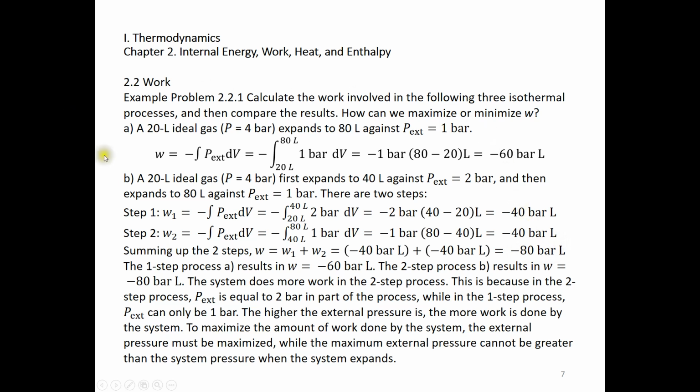So in the first example, this is a 1-step process. Work is done to the surroundings. The amount is 60 bar liter. In the second, this is the B example. This is a 2-step process. The system does 80 bar liters to the surroundings. So now we wonder if we have more and more steps, should this number keep increasing? Well, we'll see.